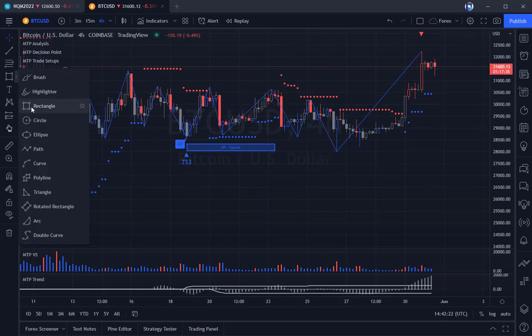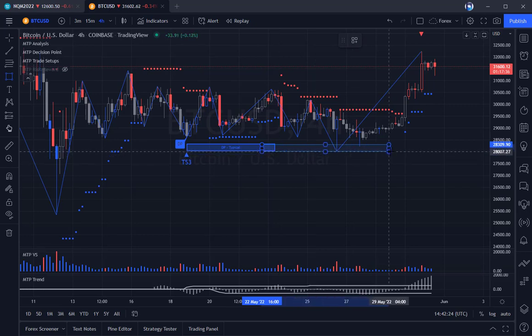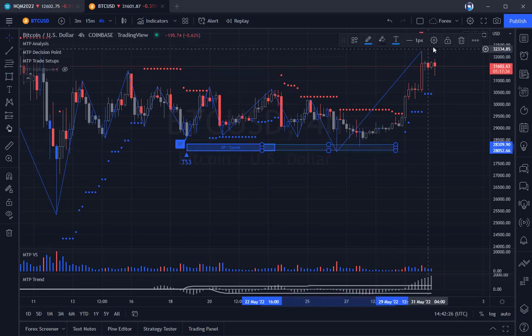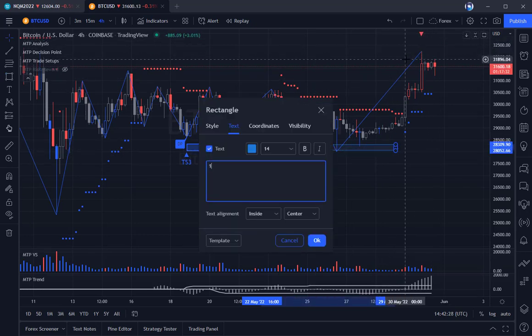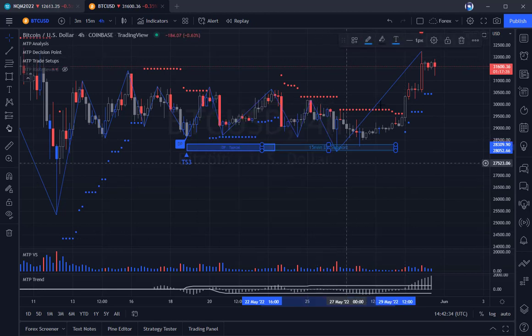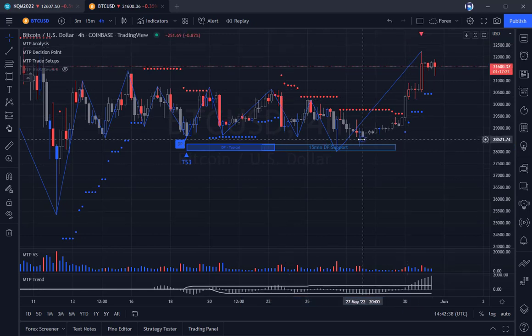Just going to extend this out by putting a rectangle around it, just there. Let's just put a label in it. There we go, and I'll just lock that so it stays the same. Our TS3 buy setup on a 1 hour chart was in here.